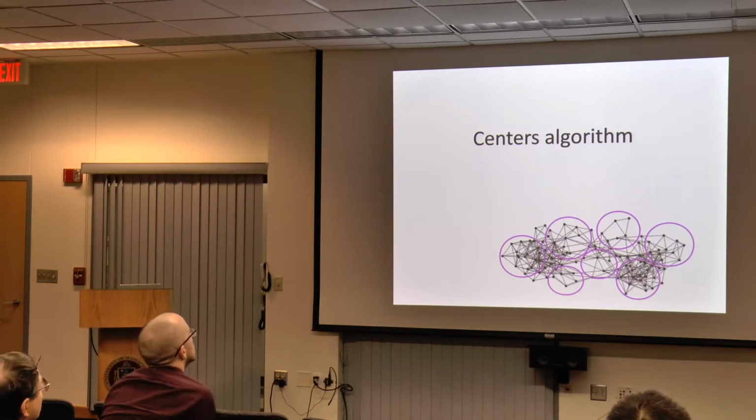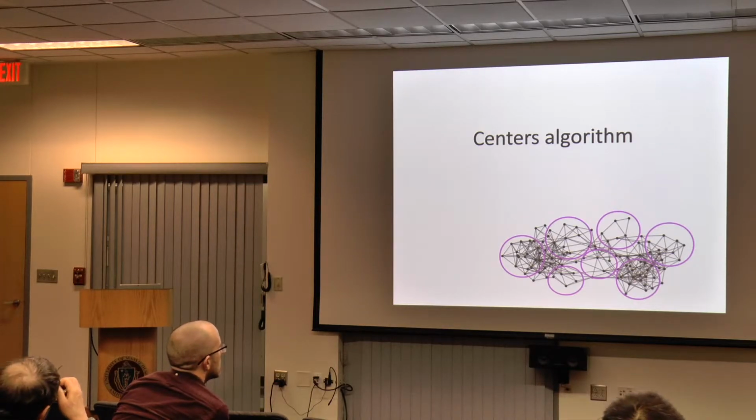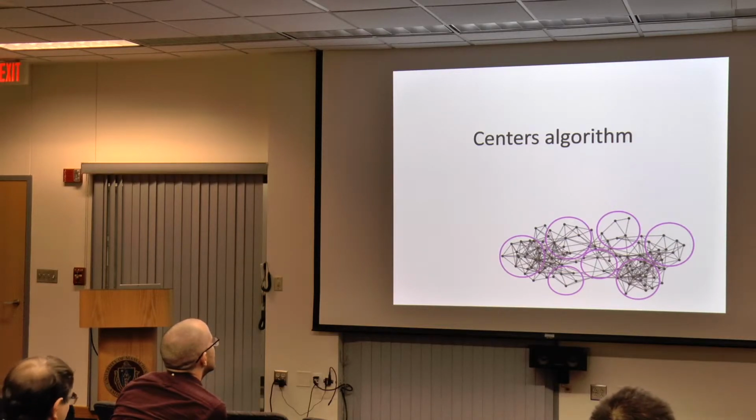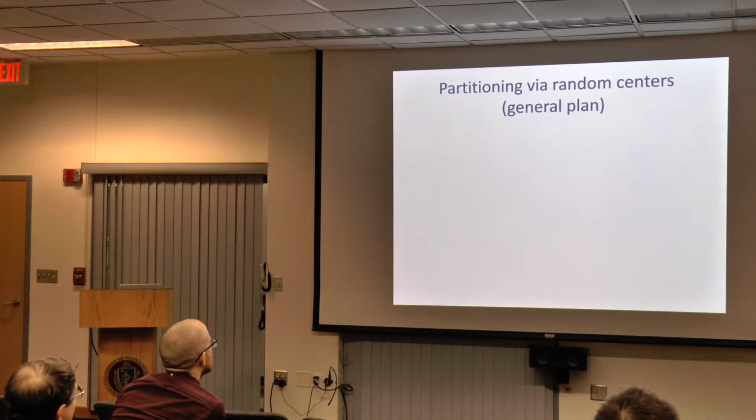I'm going to show you an upper bound that works for a special class of graphs. Maybe I won't show you an upper bound. I'm just going to mention a class of algorithms or an idea, and when it might work and when it might not work, okay? I'm going to mention something called the centers algorithm.